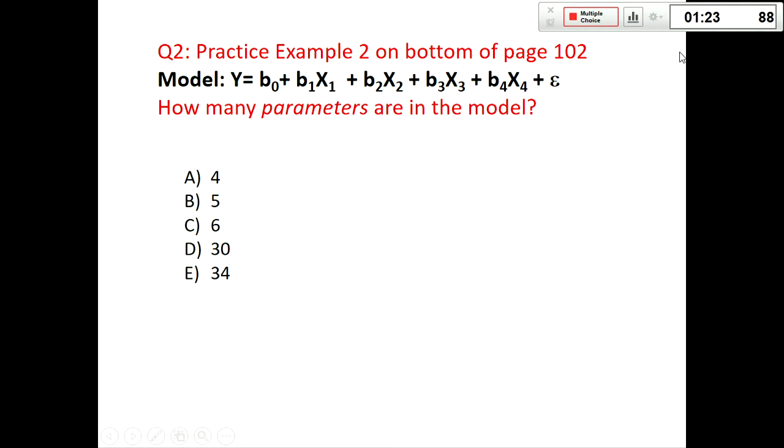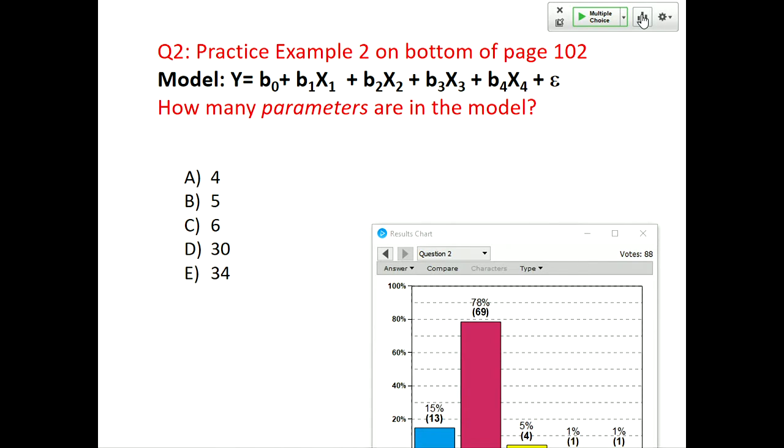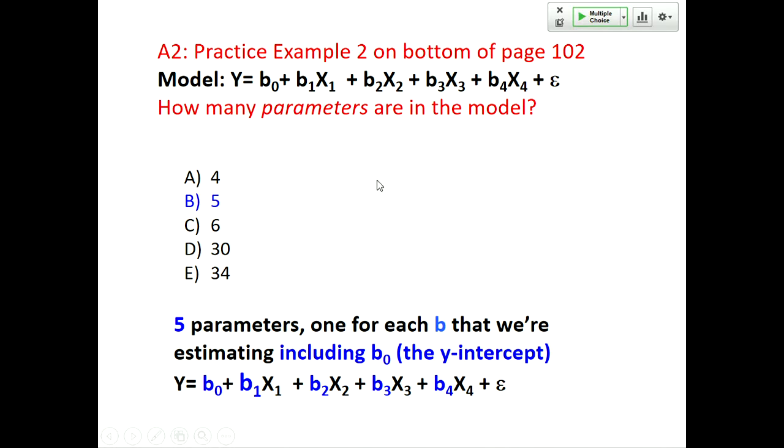Okay, so everybody's got their answer now, so I'll stop it. And let's see what you chose. You chose 5 parameters, which is correct. Okay, so let's look at that. It's 1 for each of these betas that we're trying to estimate, including the intercept. So there's 5 parameters in the model. Okay, so now let's go over to the document camera and fill in that table.